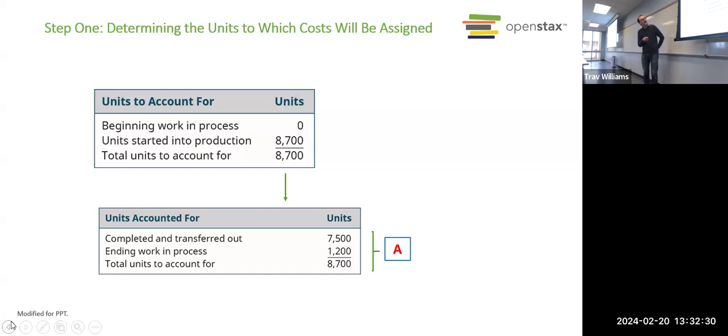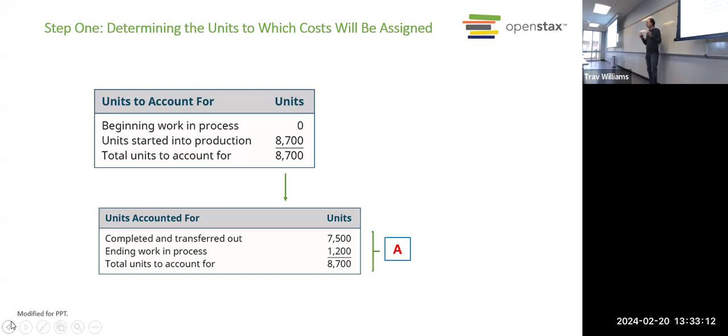So at the very beginning here, notice we've got these two tables. One says units to account for, and the other says units accounted for, right? Don't worry if it says accounted for or to account for, it's basically the same thing, okay? And it's the same number, 8,700 and 8,700. We'll see that many times.